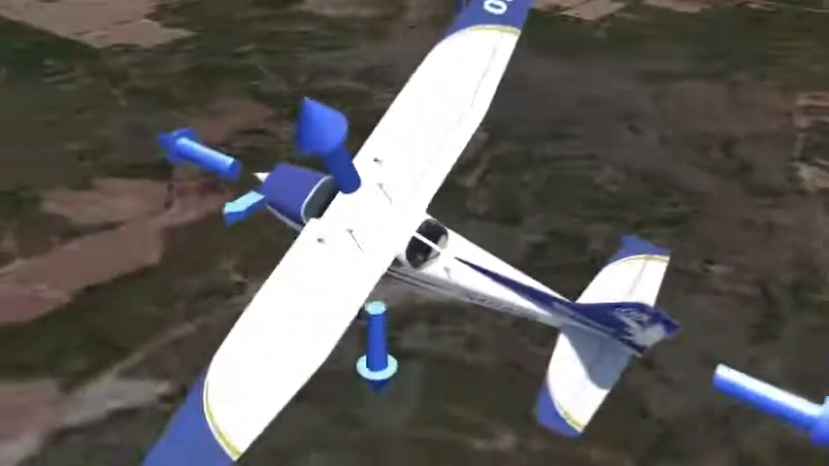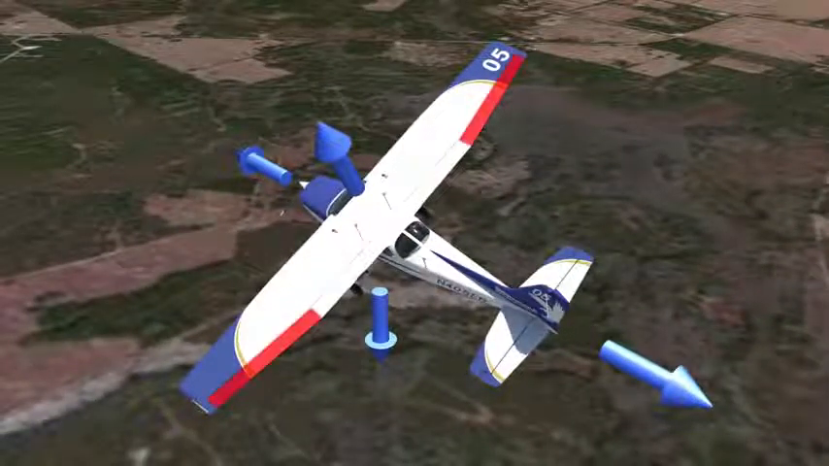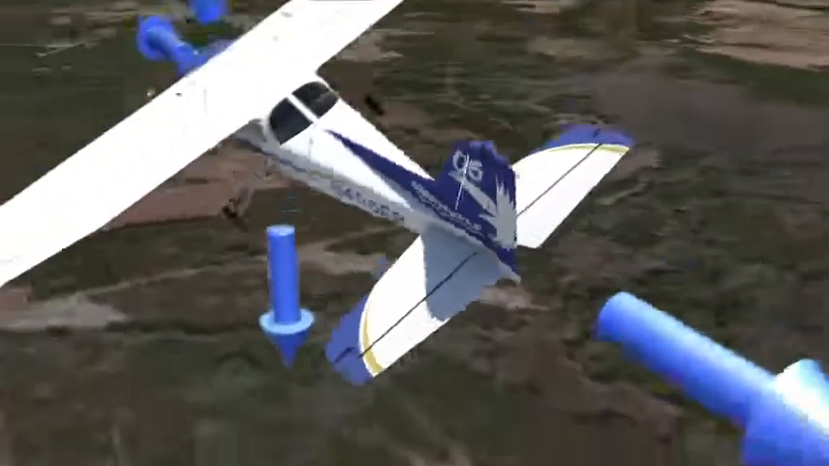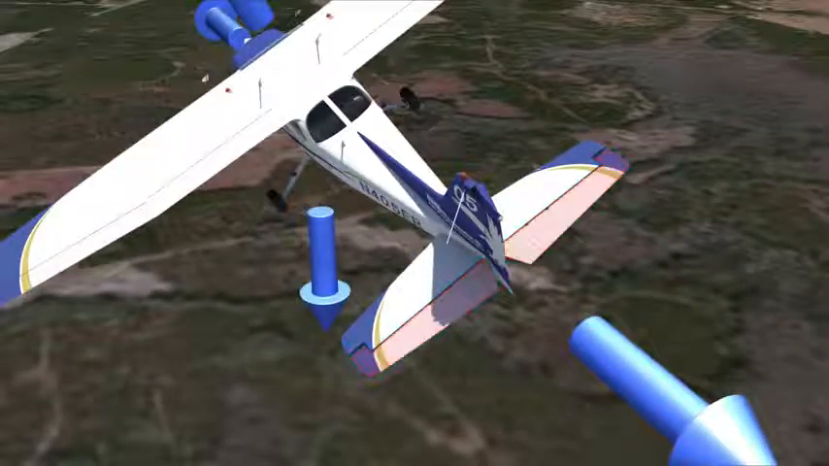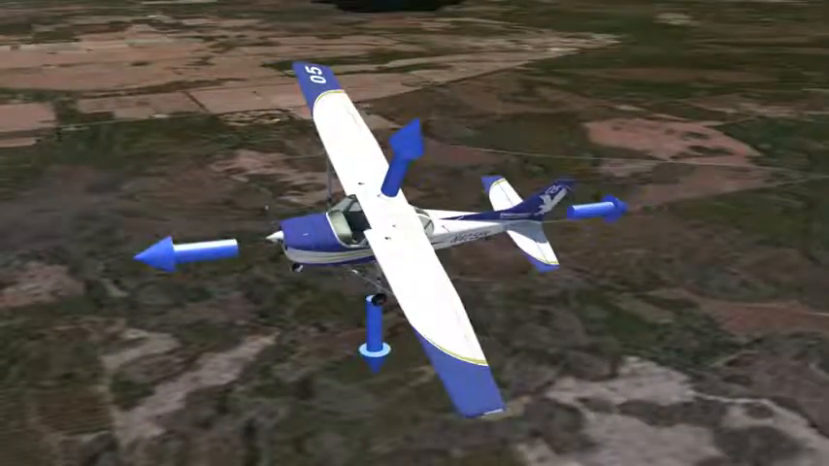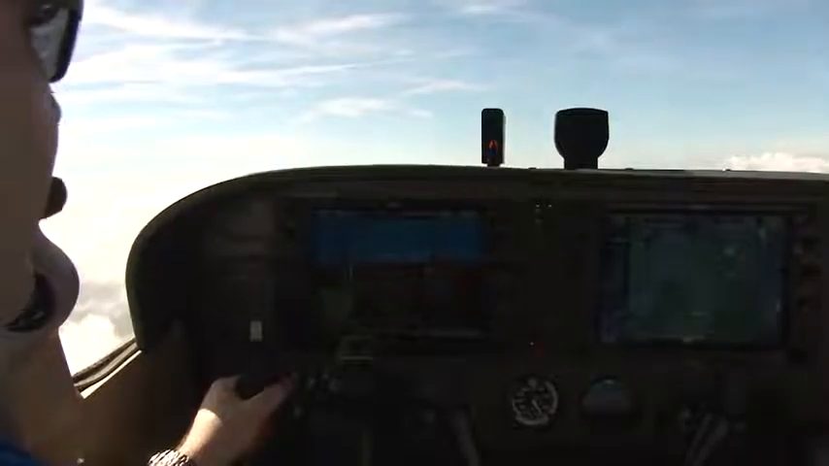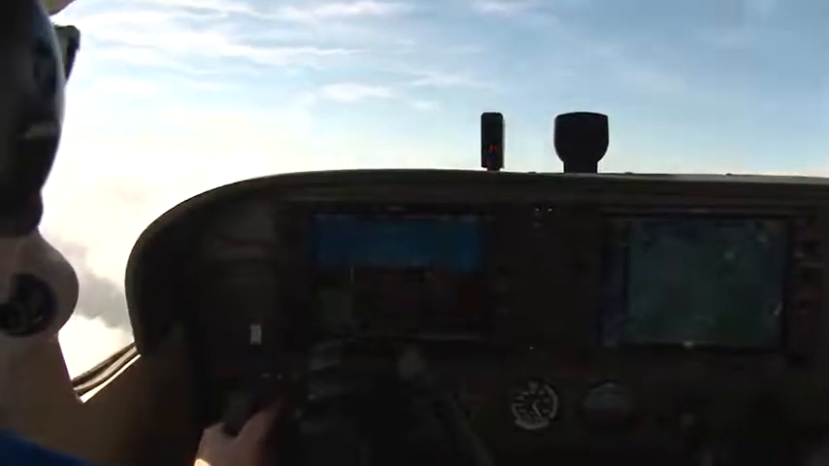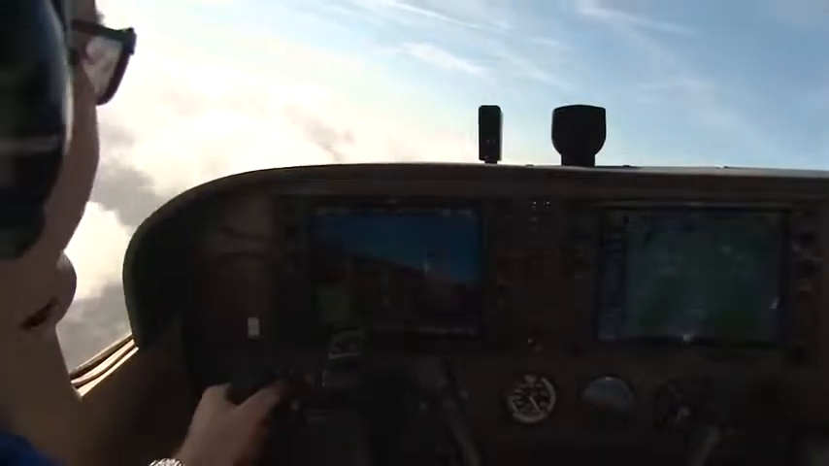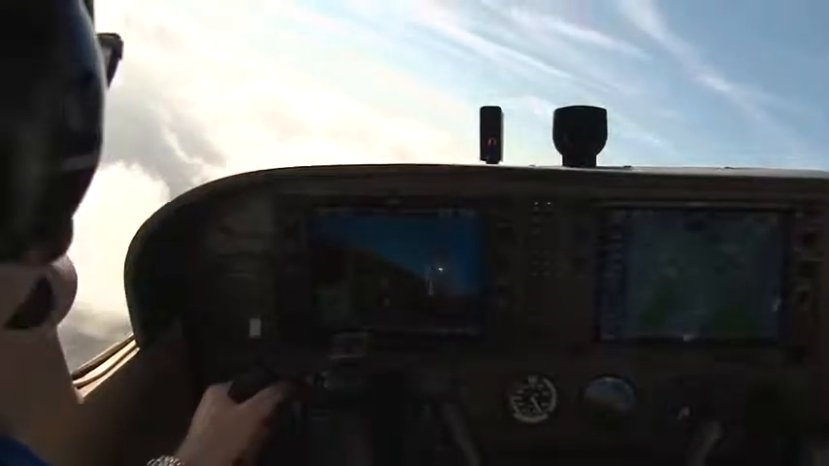So, as we turn to the left, we use left aileron, left rudder, and a little bit of back pressure on the elevator. That means we are using all three primary flight controls at the same time. Different bank angles will require different amounts of control input, but with some practice, it'll become second nature.